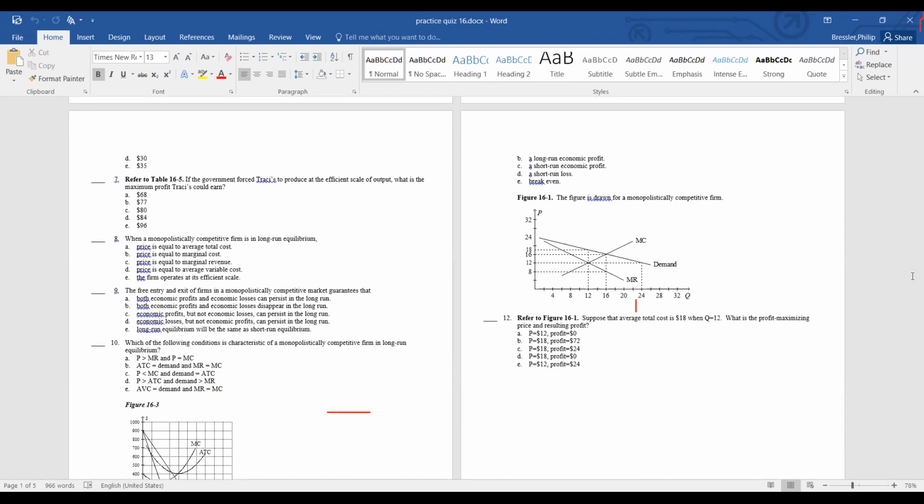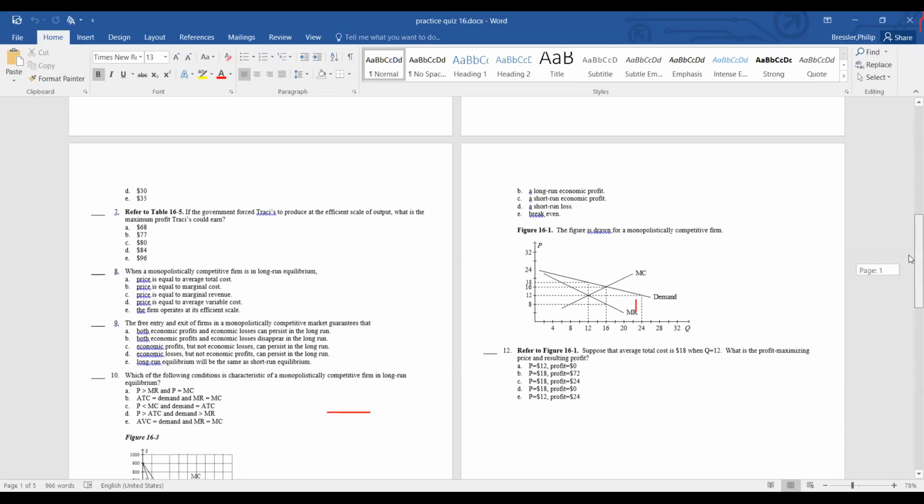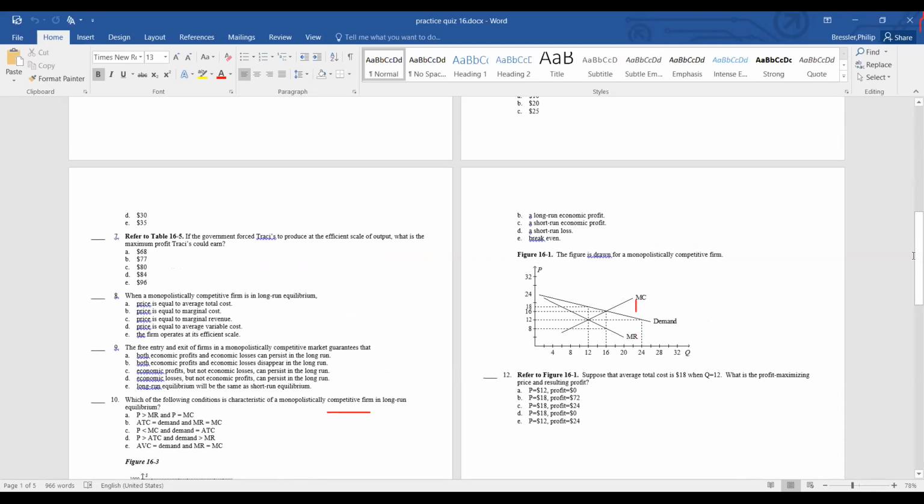Number 10. Let me look at 10. Which of the following conditions is characteristic of monopoly? Price is greater than MR. That's true. But price does not equal MC, because MC equals MR up to demand. So price is greater than MC.